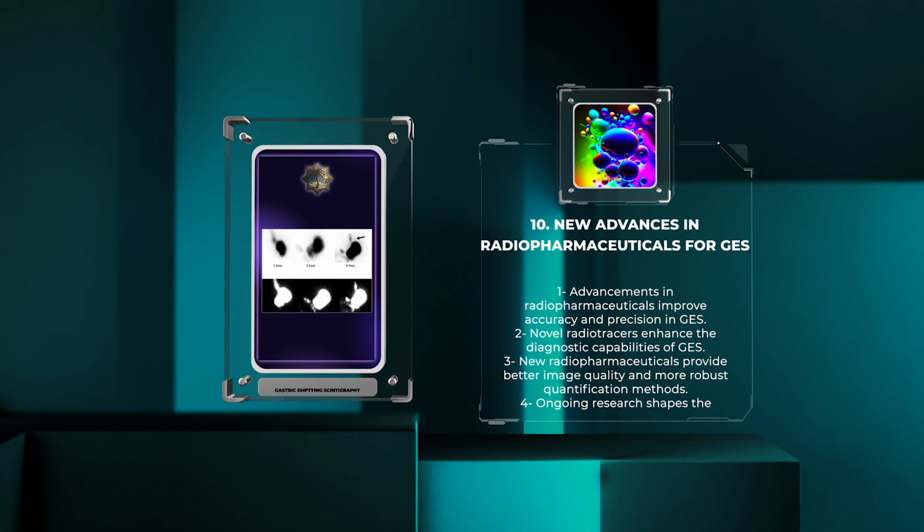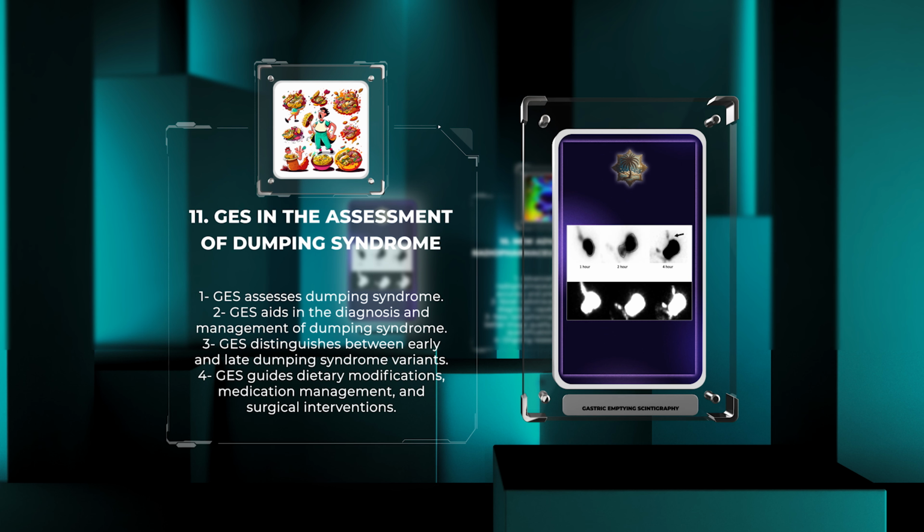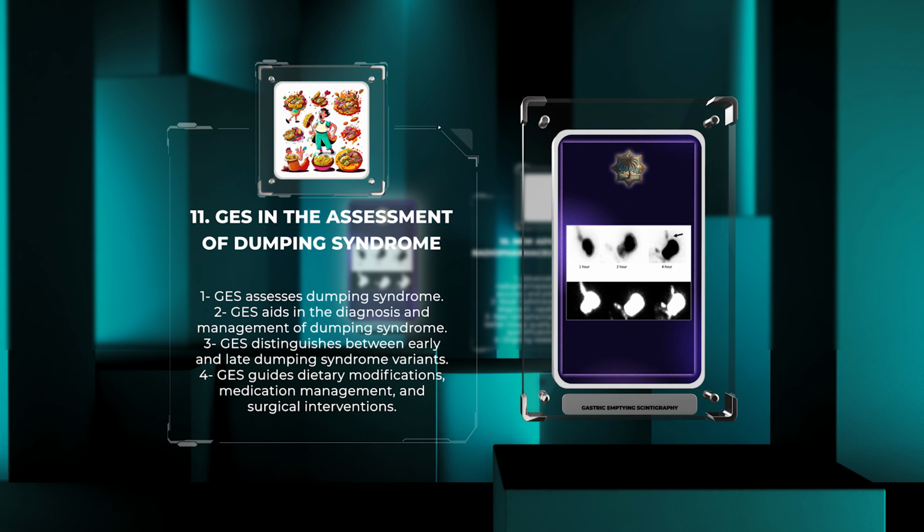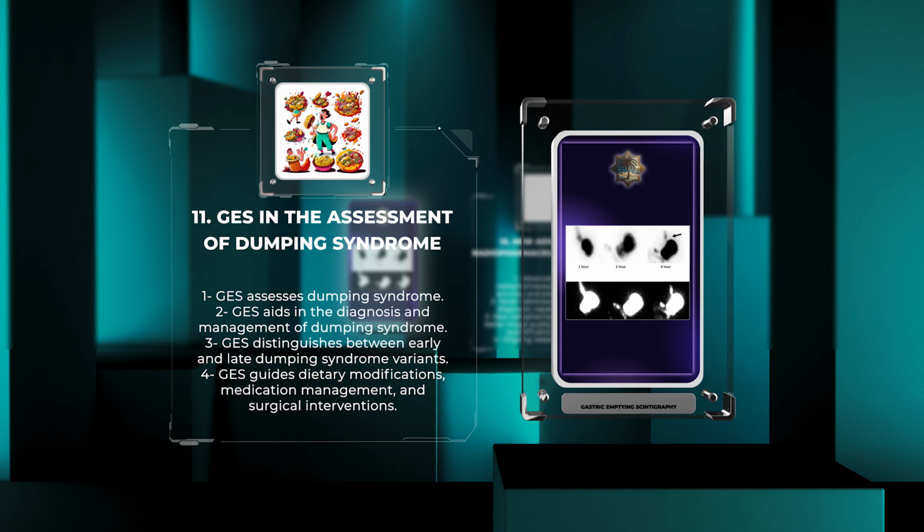Dumping syndrome is a condition characterized by rapid gastric emptying, leading to various gastrointestinal symptoms. GES plays a pivotal role in assessing dumping syndrome, aiding in its diagnosis and management. By evaluating gastric emptying dynamics and assessing the presence of associated symptoms, GES assists in distinguishing between early and late dumping syndrome variants. This information is crucial in guiding dietary modifications, medication management, and potential surgical interventions.